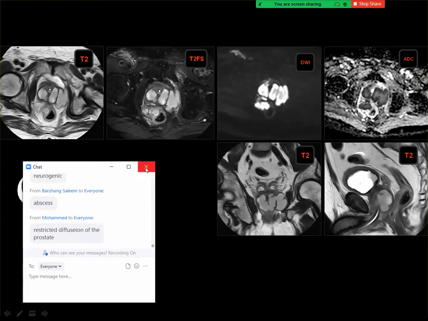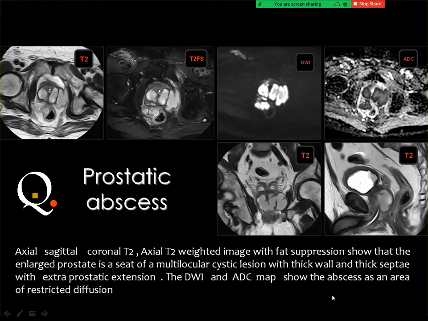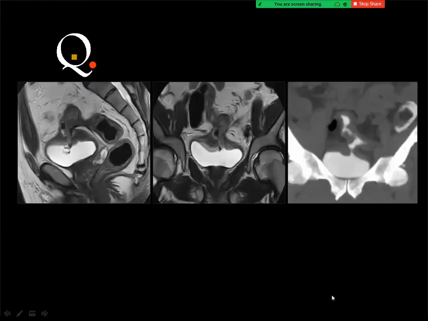Yes, and this is prostatic abscess, multilocular prostatic abscess with classic diffusion restriction and marginal enhancement. When there is no enhancement, but you got bright signal in the T2 and T2 fat sat with severe or marked restricted diffusion, denoting an abscess in the prostate.